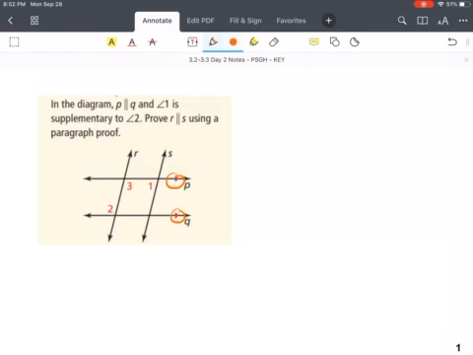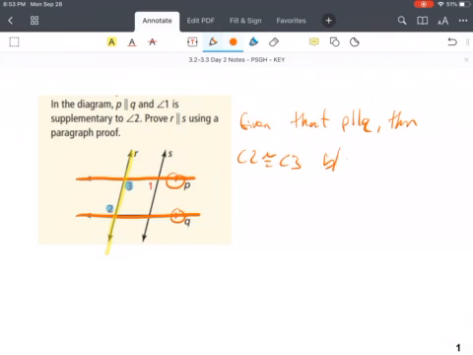So given the fact that P is parallel to Q, then what are some different angles that we could say are congruent? So looking along these two lines, and then we have a transversal right here, I would be able to identify that 3 and 2 are congruent because they are alternate interior angles. So given that P is parallel to Q, then angle 2 is congruent to angle 3 because alternate interior angles are congruent.